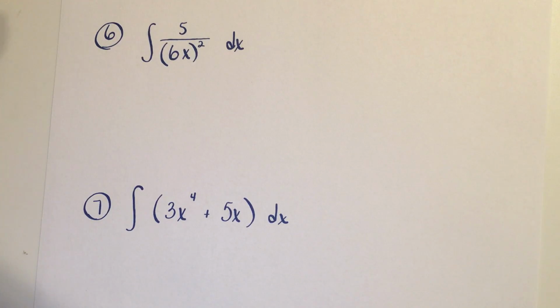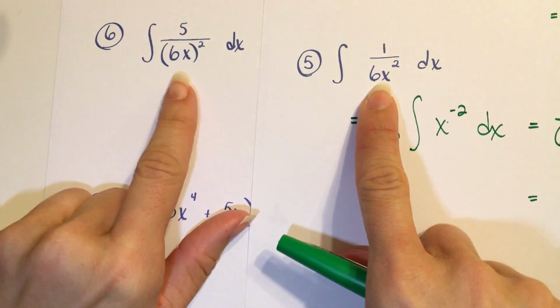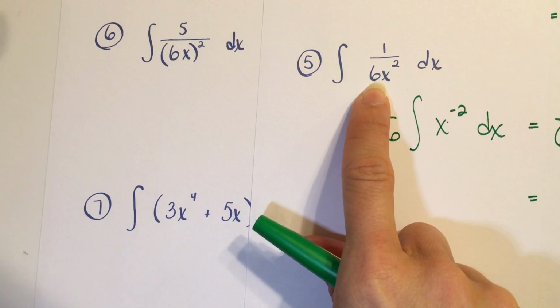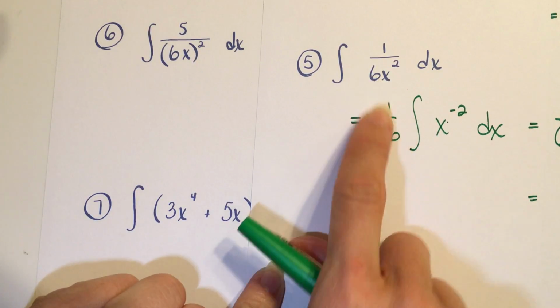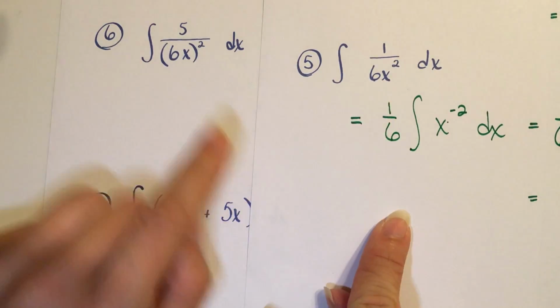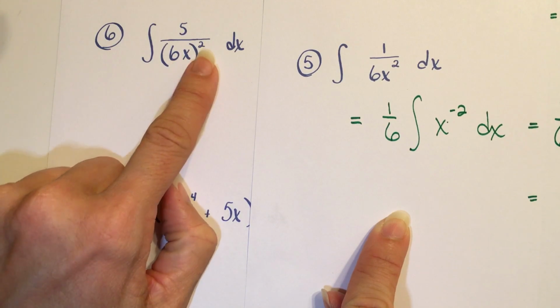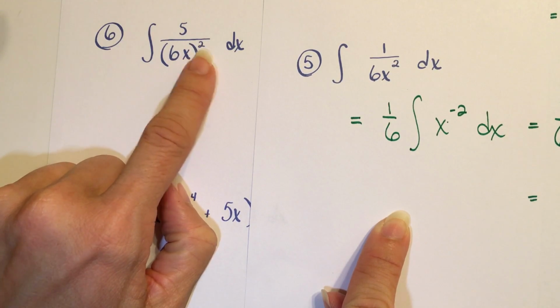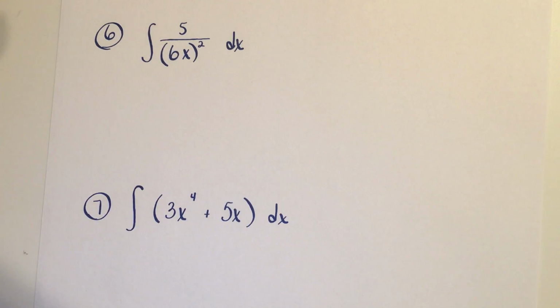Okay, number 6. Now this one's a little bit different. Just kind of compare something here a second. Look at the two problems. This is the one that I just finished working for you. Like in this case, when I rewrote this problem, I pulled the 1/6 out front and took the x squared to the top. But this one's not going to work that way because the 6 is included as being to the second power. Okay, so you have to deal with this one in a different manner.